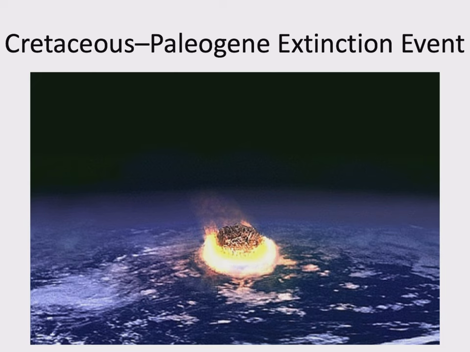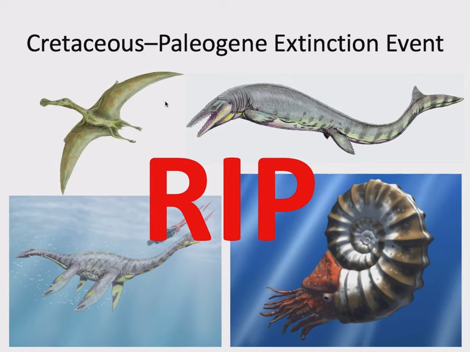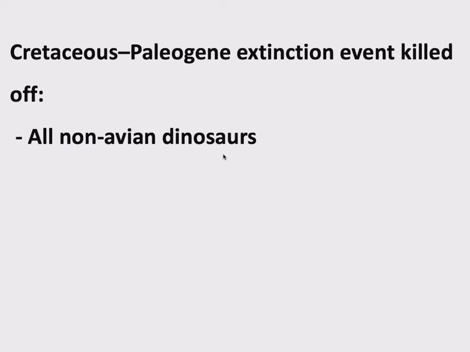And this killed off all the non-avian dinosaurs, all of these successful flying reptiles, large marine reptiles, ammonites, which were very common in the ocean, a type of invertebrate closely related to the nautilus. All this stuff was wiped out. So all the non-avian dinosaurs.